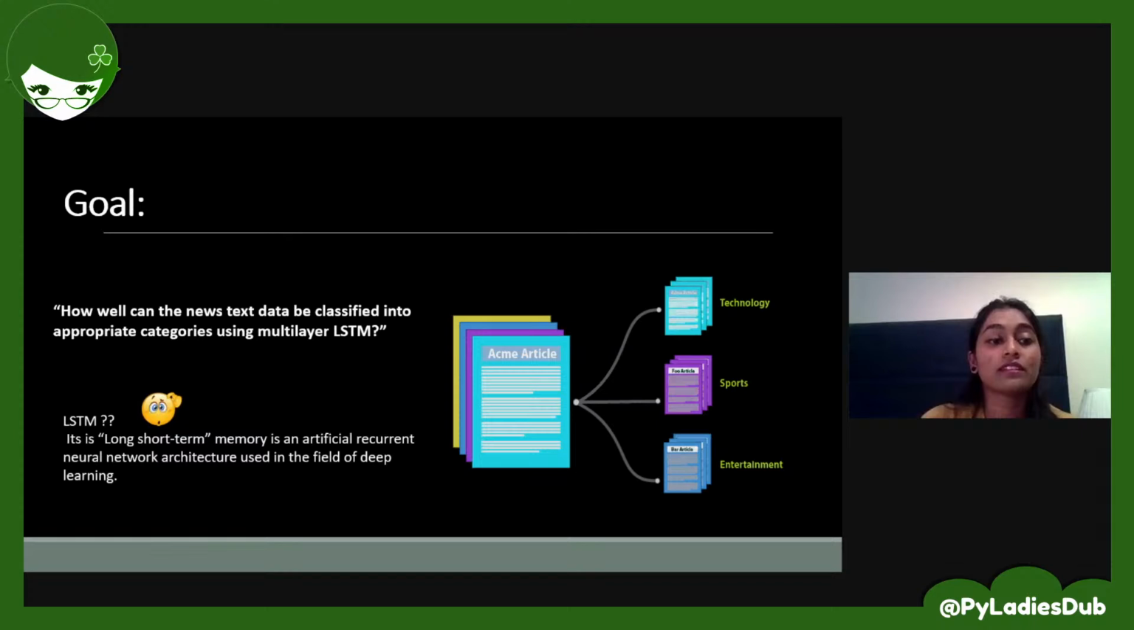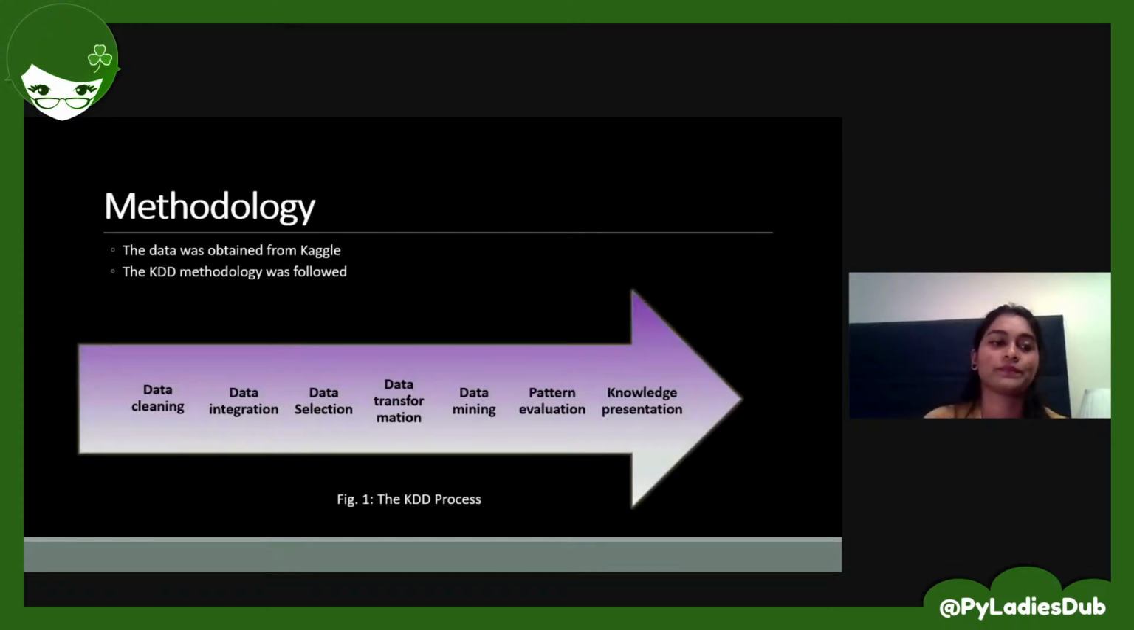What is LSTM? It is a part of artificial intelligence, short for long short-term memory, applied to train the machine using NLP data. In methodology, how I started this project: I gathered the data through Kaggle, which is an open repository for datasets. Then the KDD methodology is followed on this project.